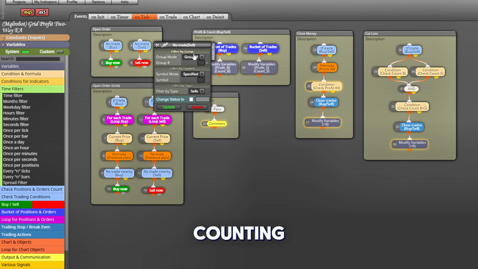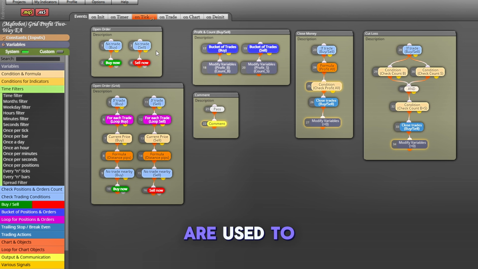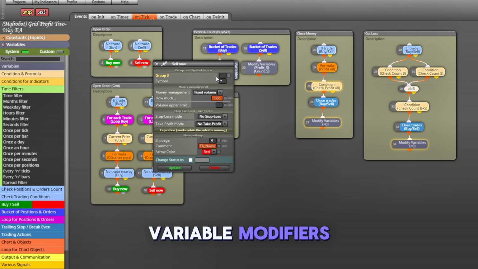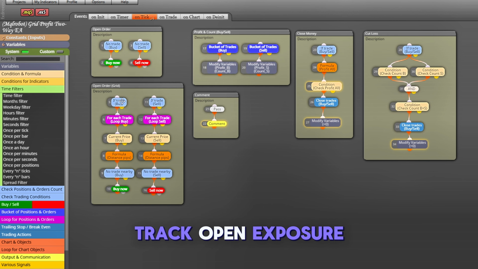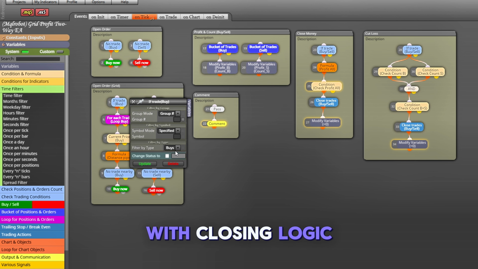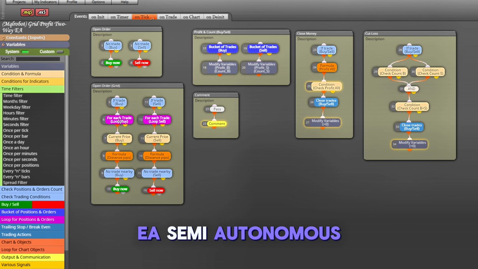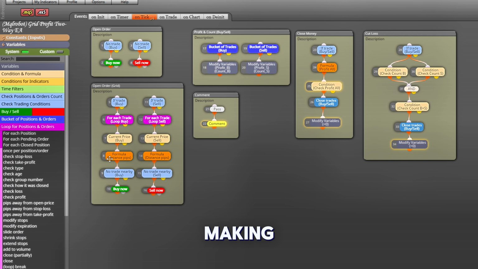Profit and trade counting. Two bucket blocks are used to count the number of buy and sell trades. It then uses variable modifiers to calculate floating profits for each side of the grid. This system helps track open exposure, and when combined with closing logic, it makes the EA semi-autonomous in its decision-making.